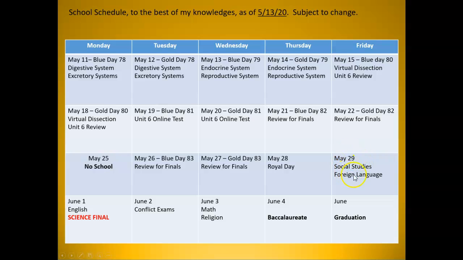And then May 29th is the scheduled date for social studies and foreign language, June 1st is for English and science, and June 3rd is for math and religion. This is the best of my knowledge as of Wednesday, 5/13. It may change. If it does, I will try to do my best to let people know. But this is what I'm seeing at this moment. Potentially, they're still doing something for baccalaureate and graduation. What exactly that looks like yet, I do not know.